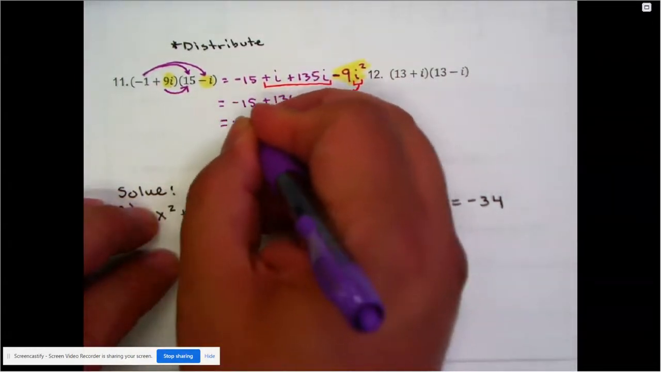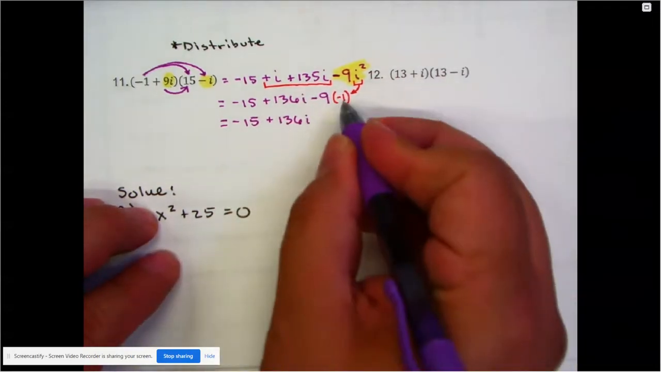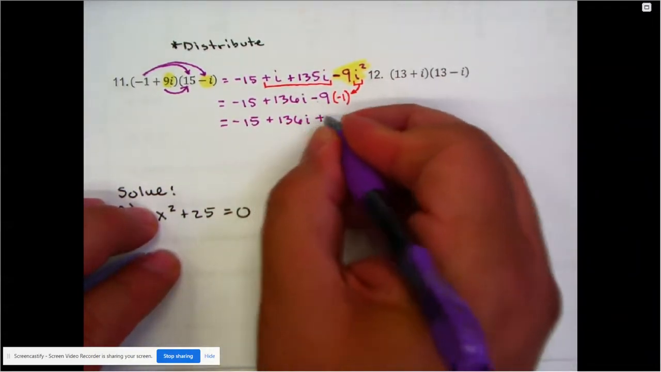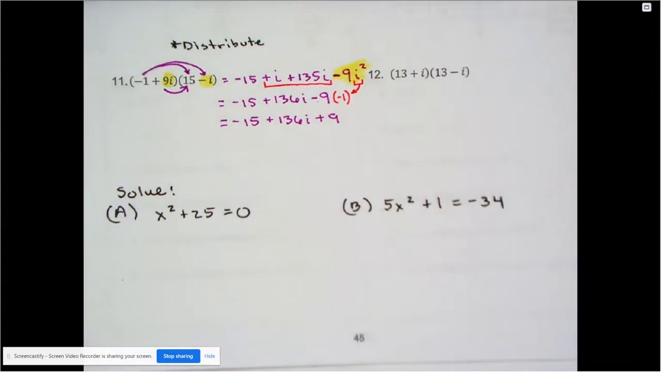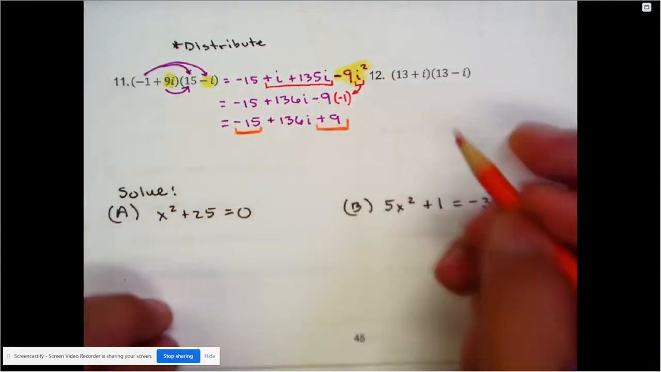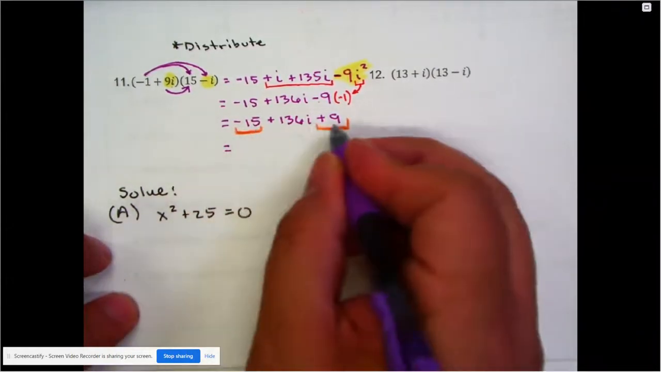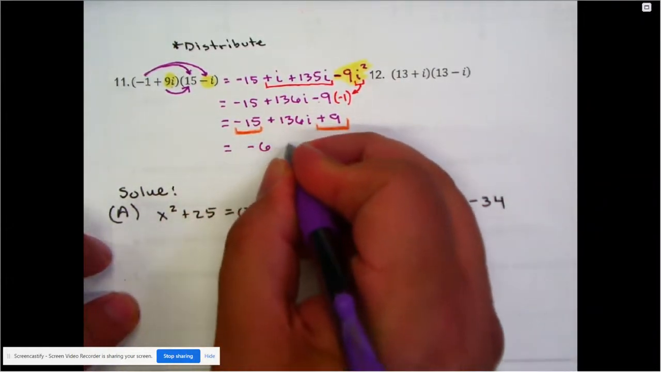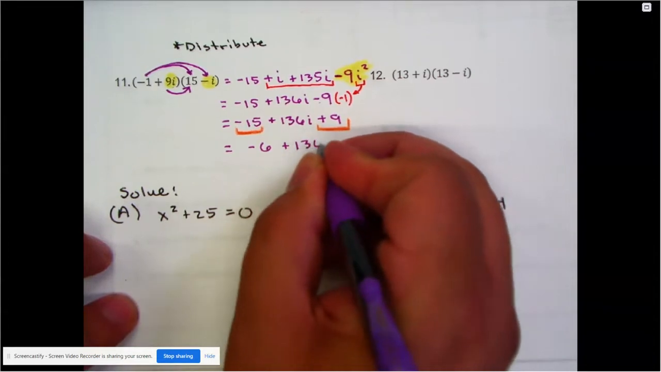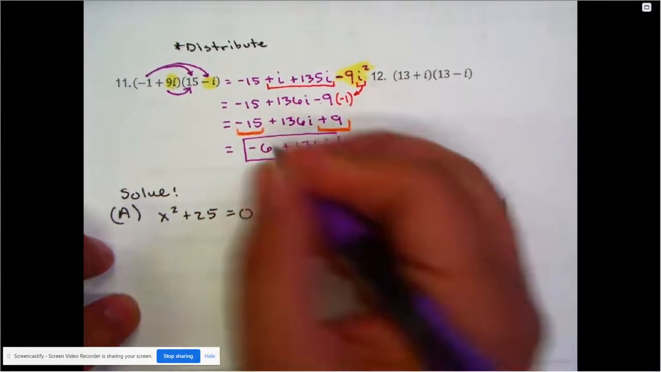So now we have negative 15, 136i, but a negative times a negative is a positive 9. So by looking at it, now we have two real components. Well, of course, we're not going to leave it like that. We need to combine these two terms. Then we'll be done. Negative 5 and 9 is negative 6 plus 136i. And just like that, there's our answer.